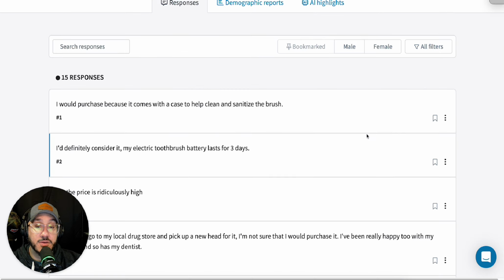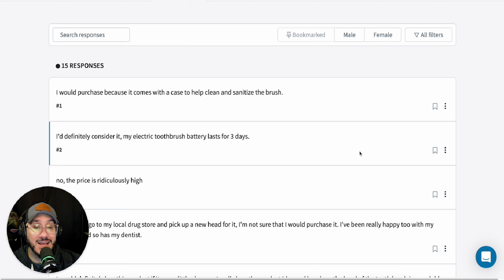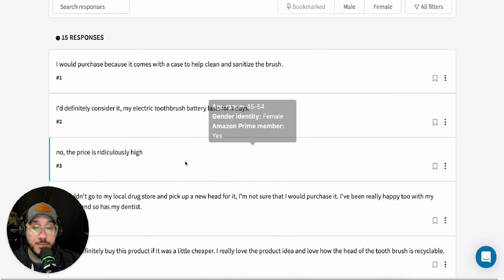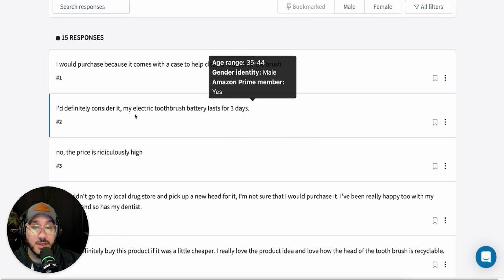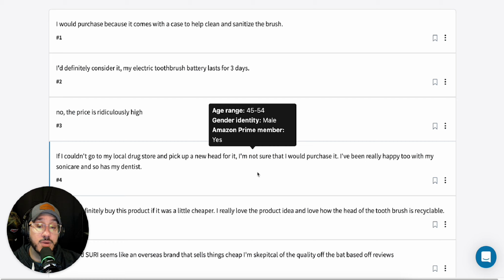I would purchase it because it comes with a case to help clean and sanitize. I definitely consider it. My electric toothbrush battery lasts 3 days. Okay. No, the price is ridiculously high. And this is from a female, 45 to 54. If I couldn't go to my local drugstore and pick up a new head for it, I'm not sure I'd purchase it.